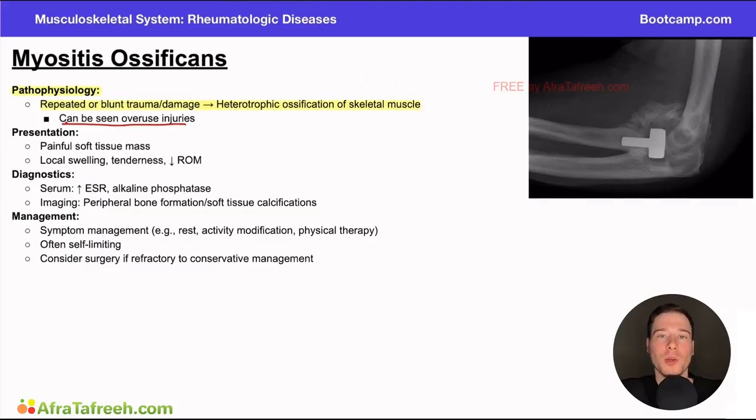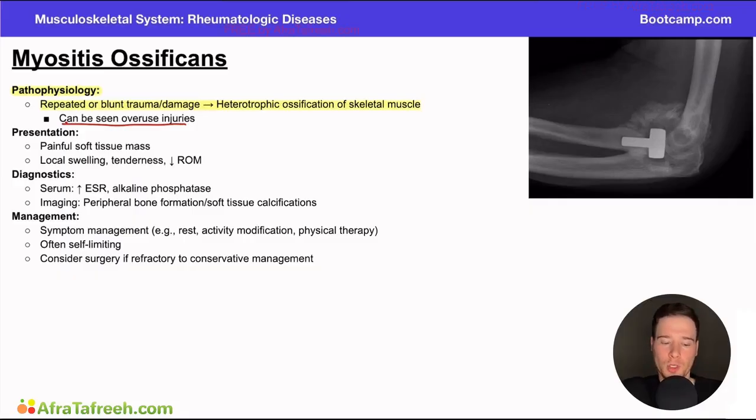Another way this could happen is somebody who has a traumatic injury. So if they're in a car accident, if they get surgery, anything that traumatizes the tissue, the soft tissue around a joint or various locations in the body, can then become a bone formation or become ossified over time. And these are going to be some of the classic ways they'll ask about it. It can be an athlete that has overuse injuries or traumatic injuries that can occur in a variety of different ways.